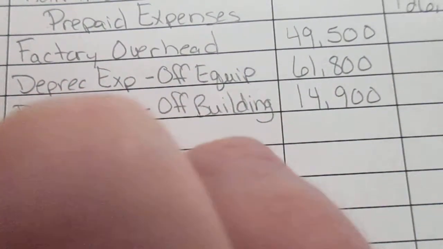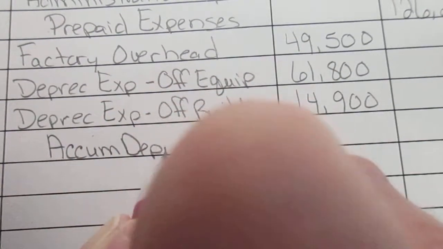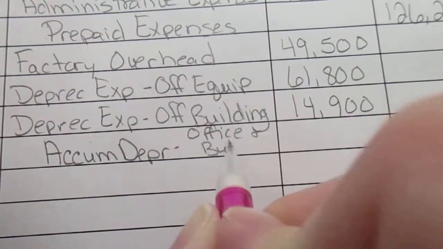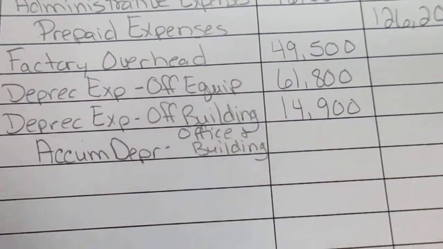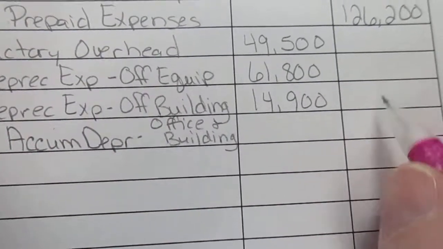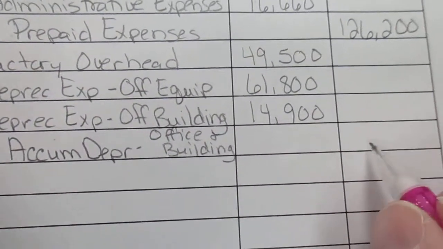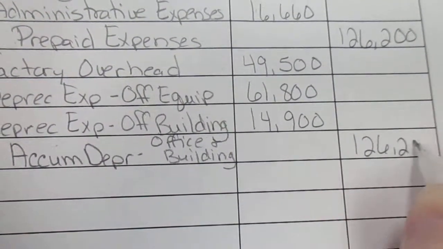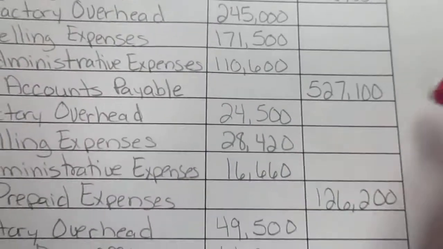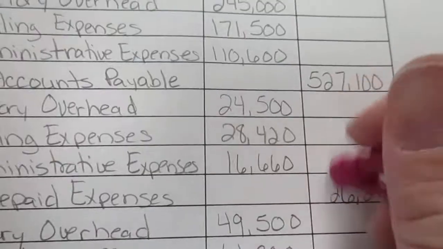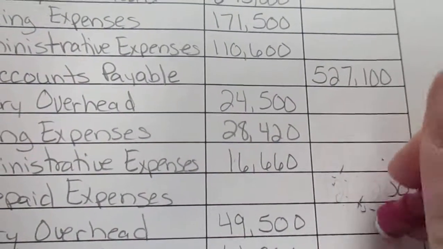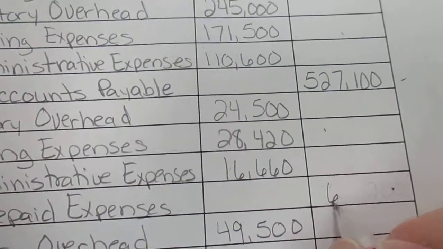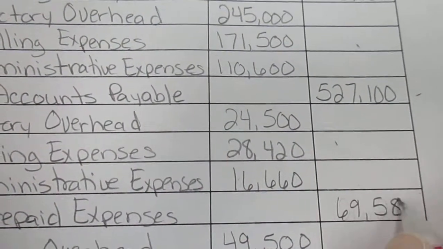Okay, so we're going to credit accumulated depreciation for office and building, and when we add those three numbers together, we get 126,200. Oh, I made a mistake up here. Pulled the wrong number. This one, if we add those two numbers together, is not going to be 126,200. This one's going to be 69,580. Sorry about that.